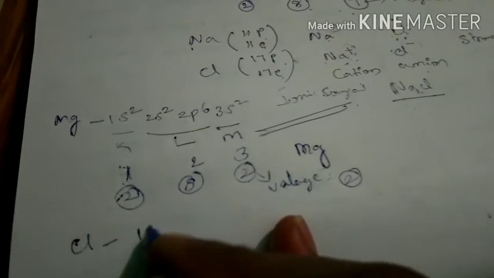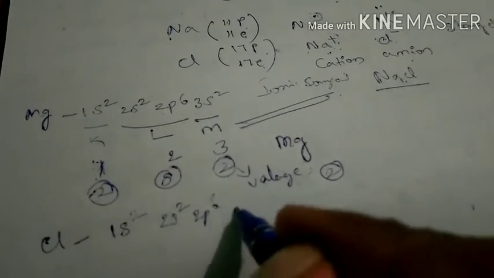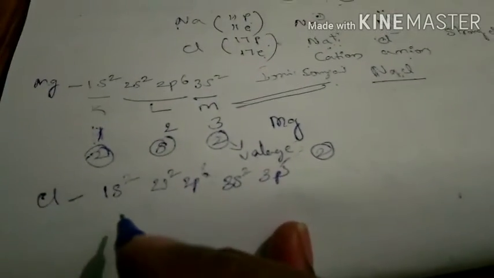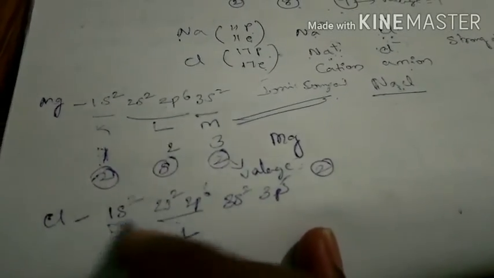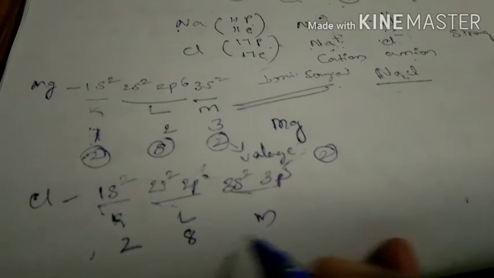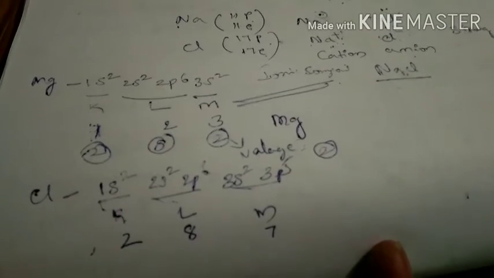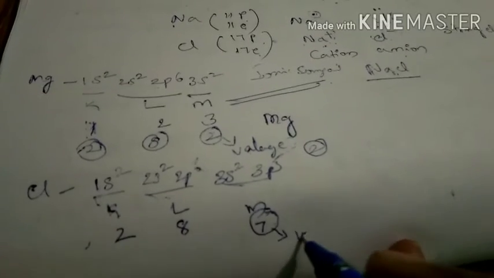Again take chlorine. Electronic configuration is what? 1s2, 2s2, 2p6, 3s2, 3p5. This is the electronic configuration for chlorine. In this case, this is K shell, this is L shell, and this is M shell. K shell contains 2 electrons, L shell contains 8 electrons, and M shell contains 7 electrons. Here this is the last shell. These electrons will be valency electrons. So in this case valence electrons is how much? 7. Already we discussed this.